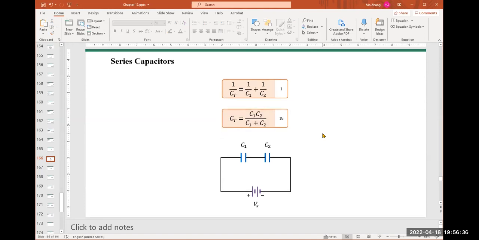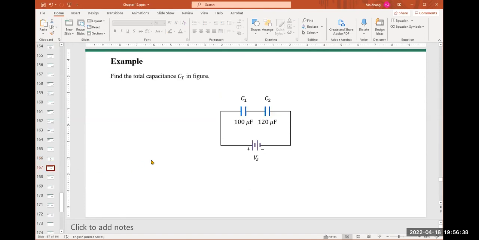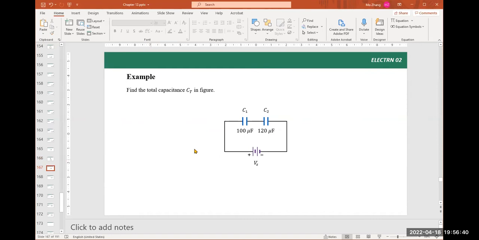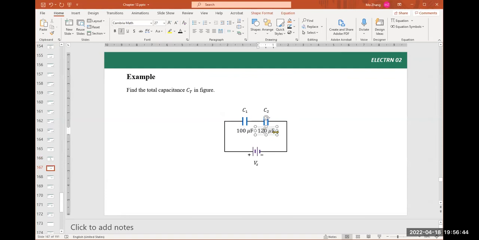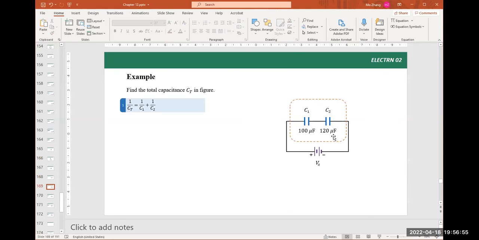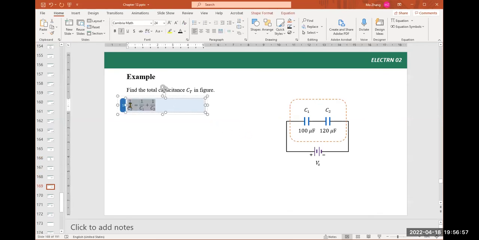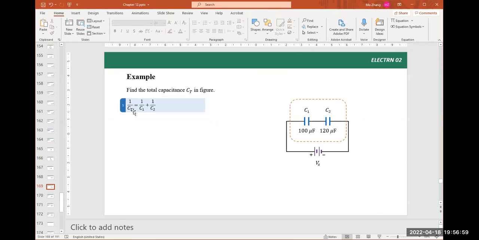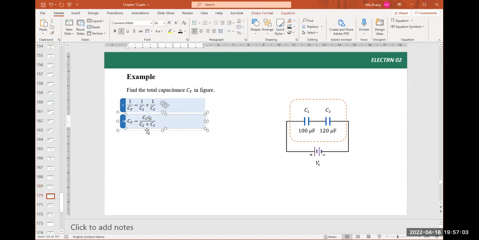So okay, let's see. There are 2 capacitors connected in series, 100 microfarad and 120 microfarad. And then we want to find the total capacitance. Now we can use the shortcut formula. This is not a shortcut formula, this is just a reciprocal formula with two capacitors. Using the shortcut formula, that's the one.